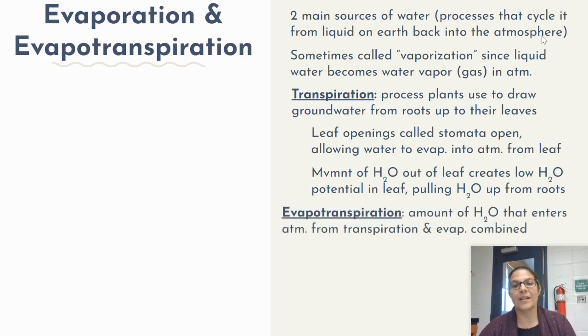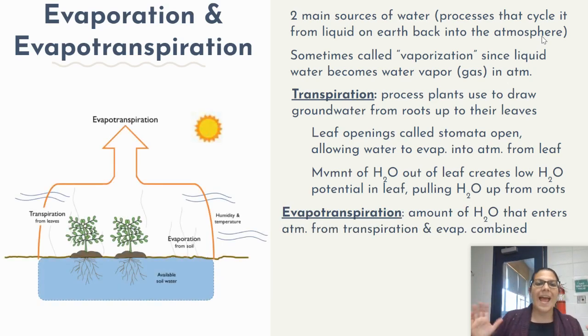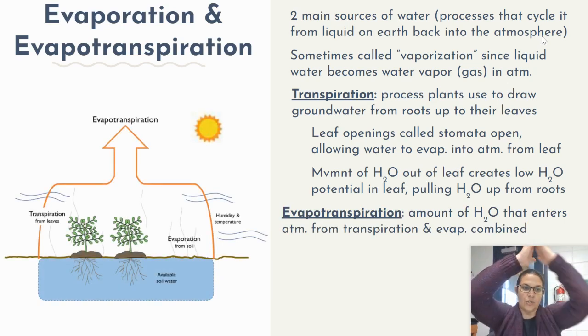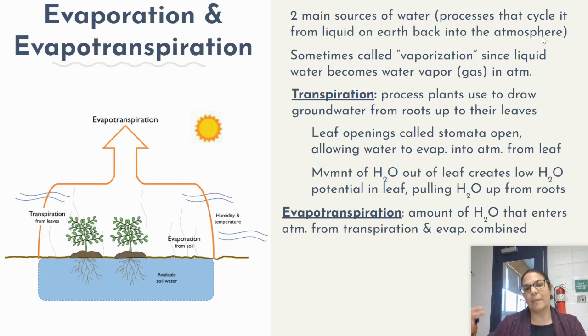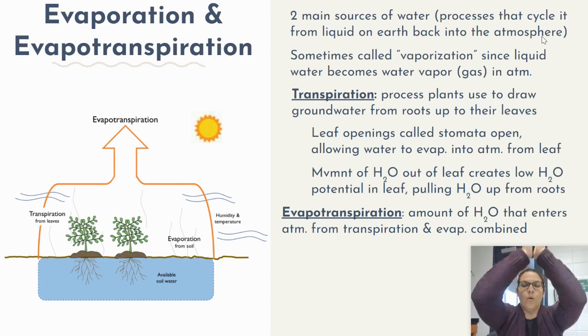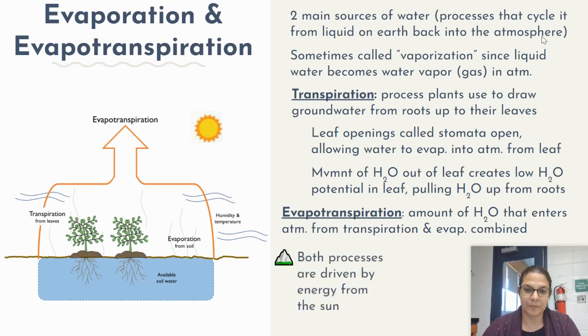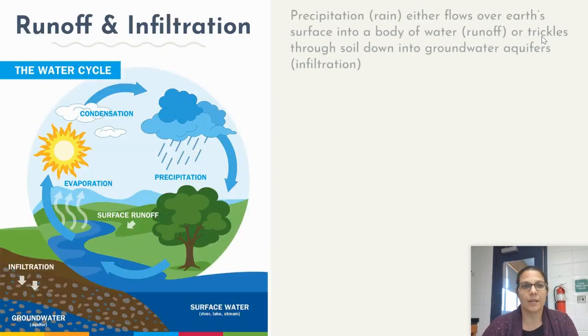Evapotranspiration is the amount of water that enters the atmosphere from transpiration and evaporation combined. So transpiration from leaves versus evaporation from the soil, that whole thing together is your evapotranspiration. And again, driven by the sun.